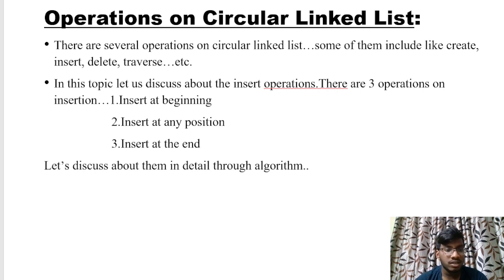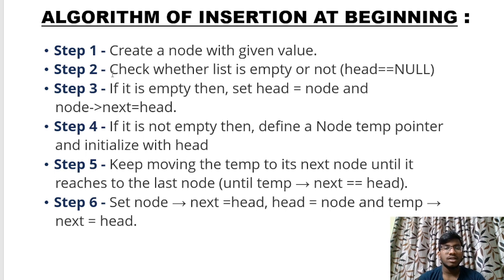So let us begin. The algorithm for insertion at beginning. To insert a node into a circular linked list at the beginning, we follow this algorithm. Step one is to create a node with a given value. We create a node by using the malloc function, which creates a block of memory, and we pass a data value into it.